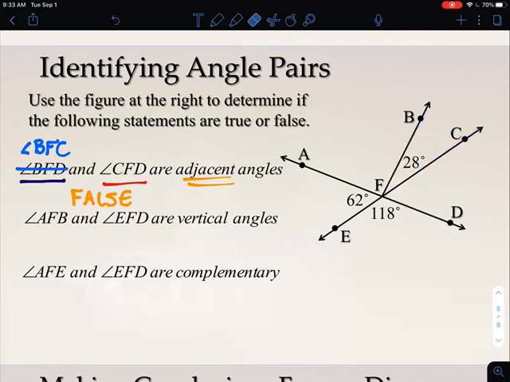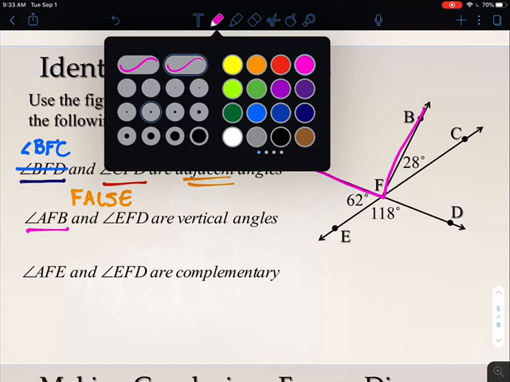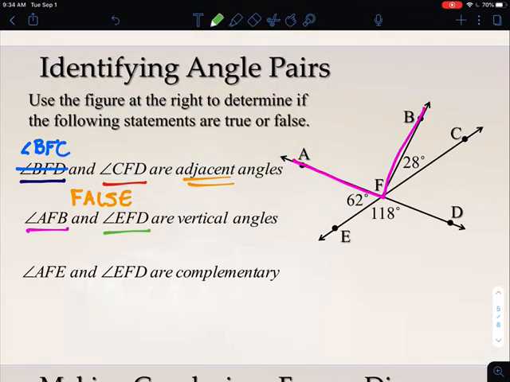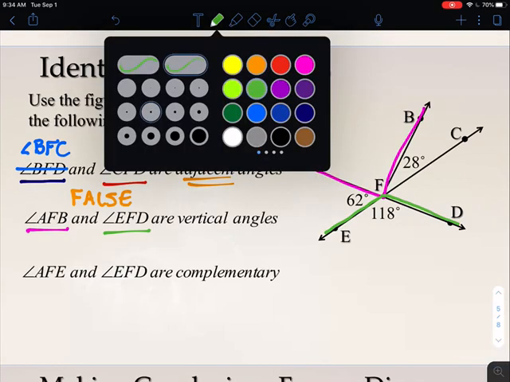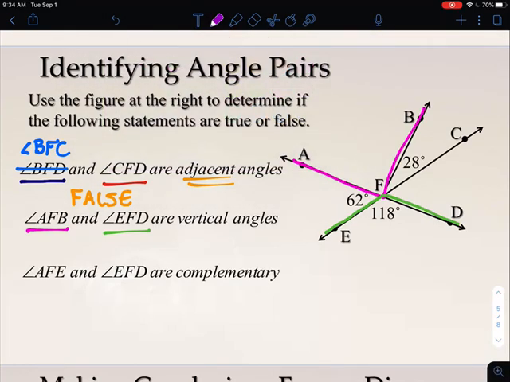Okay. For statement number 2, angle AFB and angle EFD are vertical angles. So if we highlight those angles, AFB here, so A to F to B, and then the second angle is EFD, so if I highlight E to F to D. So when I start to figure out if these are vertical angles or not, remember vertical angles have to form two perfectly straight lines. So if I start tracing my pink here and I go to green, here's one where I get a perfectly straight line. So that's good. That's a good start.